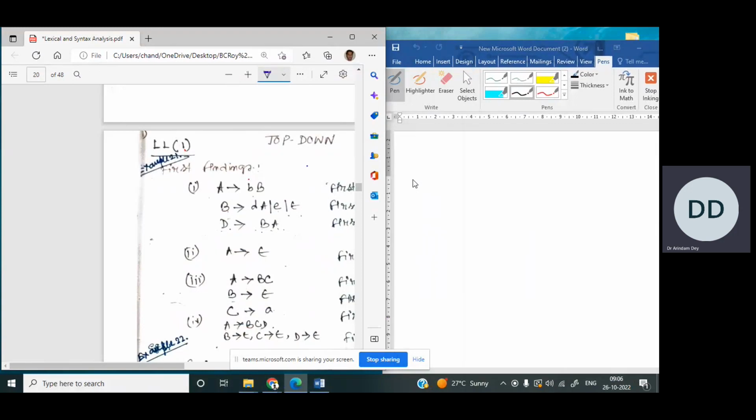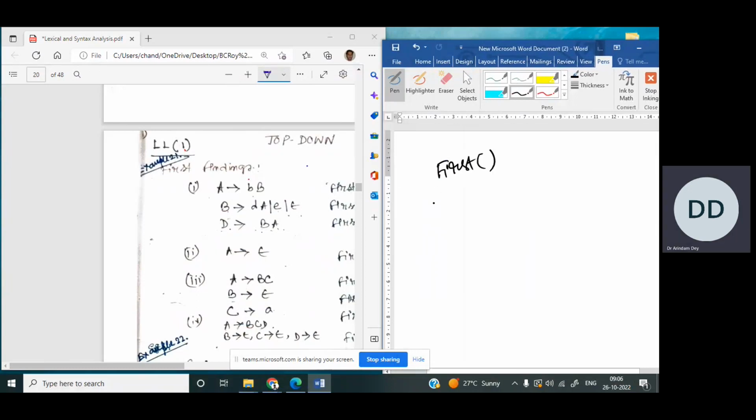The first thing is the first function. Here I'm writing, this is the first function. Another function is called the follow function. So these two functions we need to know before we make a detailed introspection into the LL1 grammar.